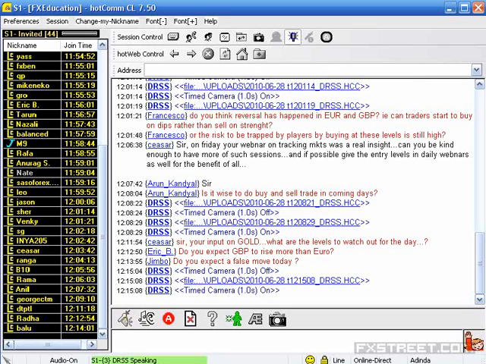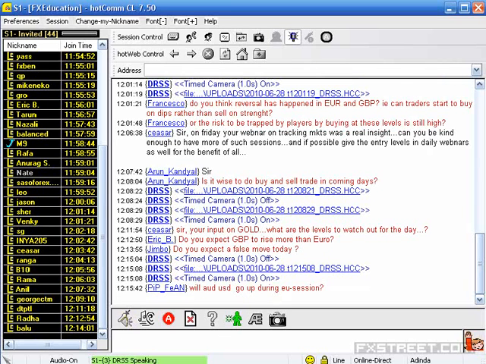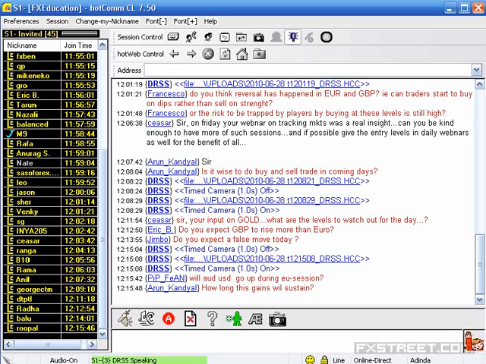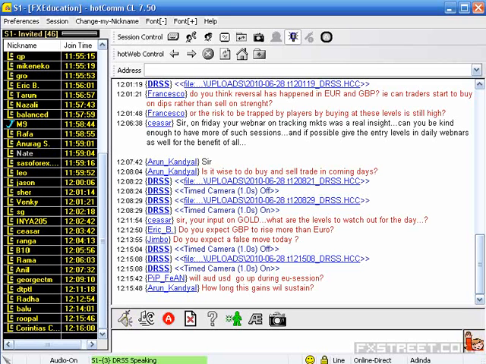Then Francisco, do you think the reversal has happened in Euro and GBP? That is, can traders start to do buy on dips rather than sell on strength? Yes. Obviously, it is the time to do the buy trades and buy near the low or during a downward move. And this I was telling even last week, people can initiate position trades. If you remember correctly, we'll be able to understand that. So we have to foresee how exactly they intend to make those moves.